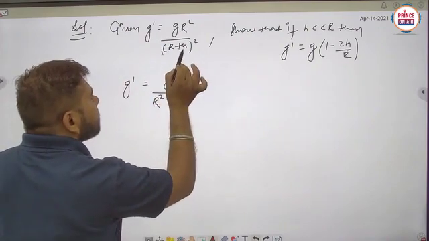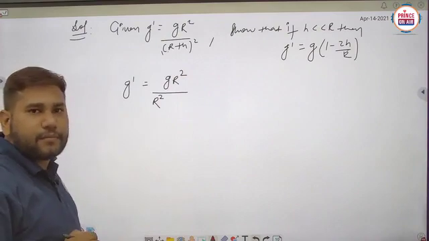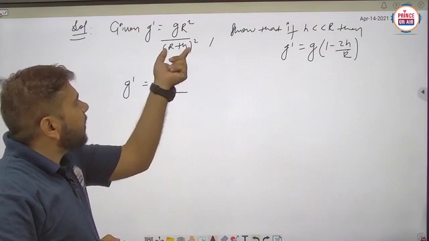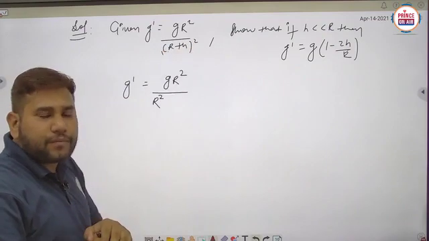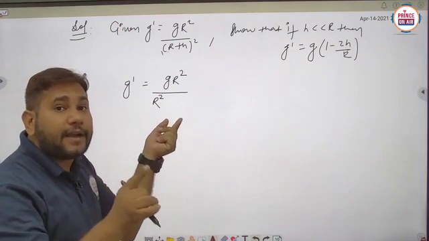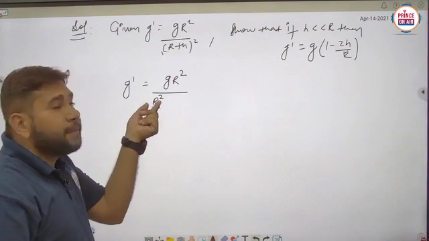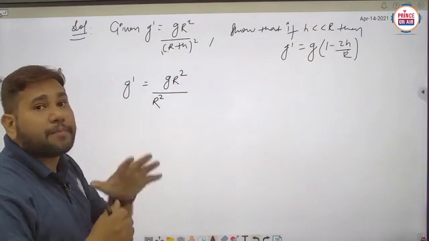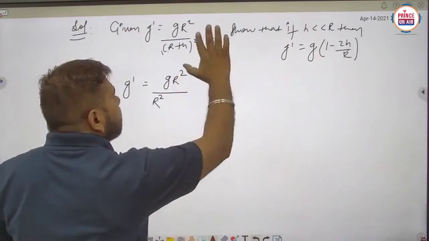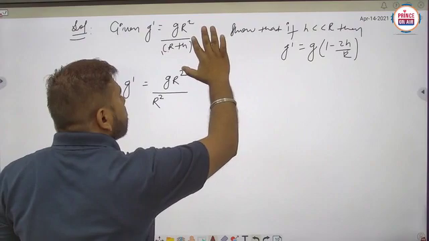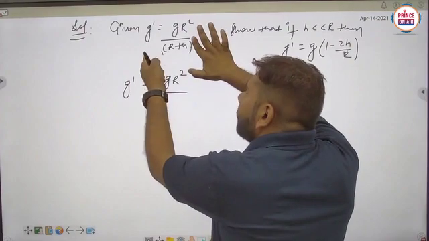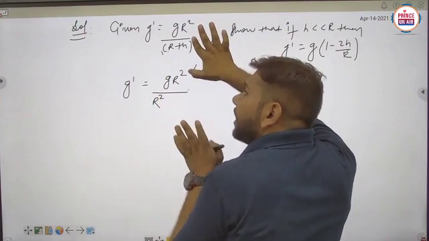Here it is r plus h whole square. When I am taking r common from r plus h whole square, it will not be r. When I take r common, it will be r square, because here the power is 2. Clear? Now, suppose that here the power is 1. Now, when I take r common, it will simply be r.